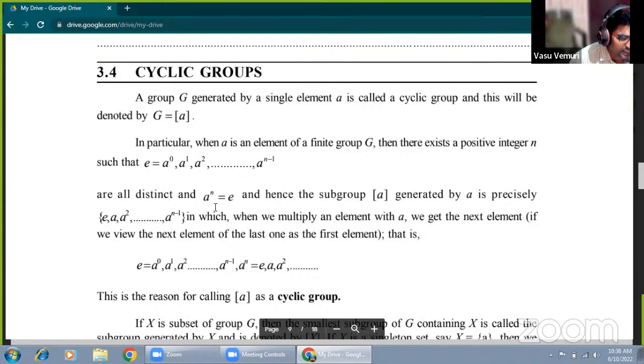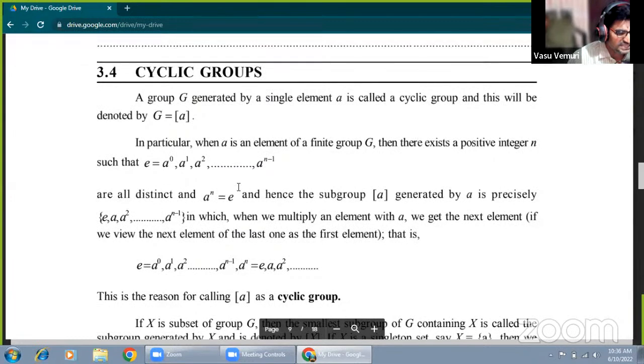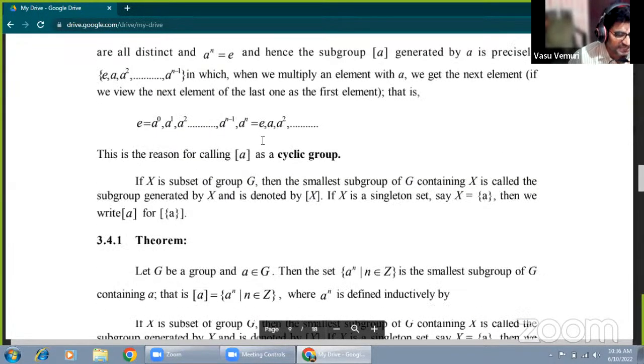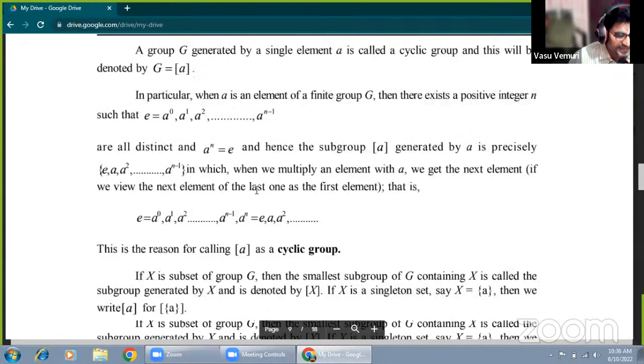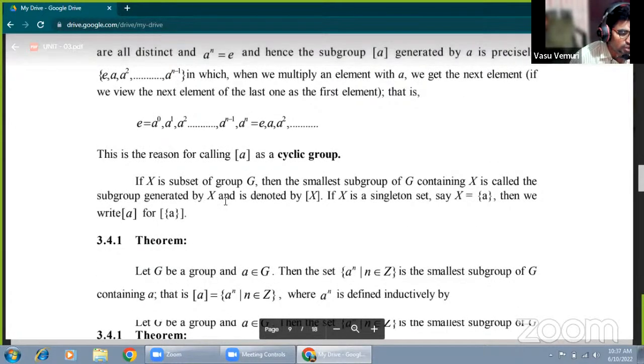That is a very simple concept. These elements are all distinct. Hence the group is denoted by the set of a power 0, which is the identity, a power 1, a square, and so on, up to a power n minus 1. The group generated by a is denoted by angle brackets of a, and it reads as generated by an element. G equals angle brackets of a. That is the cyclic group notation.